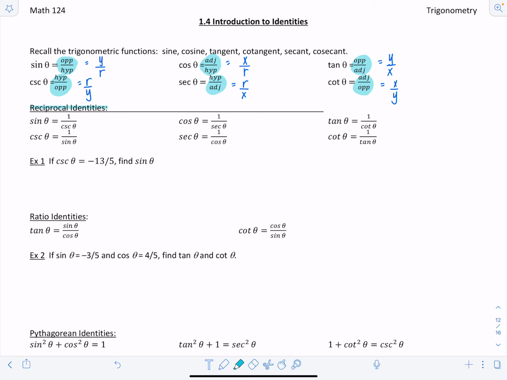So these are going to be very useful throughout the rest of your math career. I have to be honest, it's not going to go away. You're going to be simplifying a bunch of stuff and you're going to need these at your disposal.